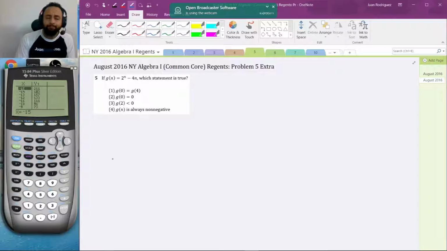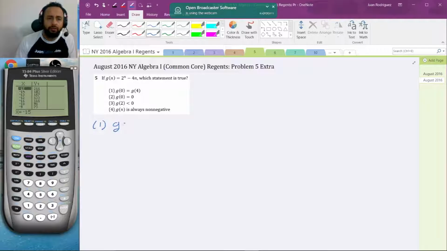Okay, so if I had to eliminate some guesses, well, g of 0 I can always plug in, but I know g of 0 shouldn't be 0 because I don't get 0 here. So I'd eliminate this, and that's the one I would eliminate if I had 0 clue at all. But again, you should really know how to evaluate these. So I'm going to go on and try number 1.